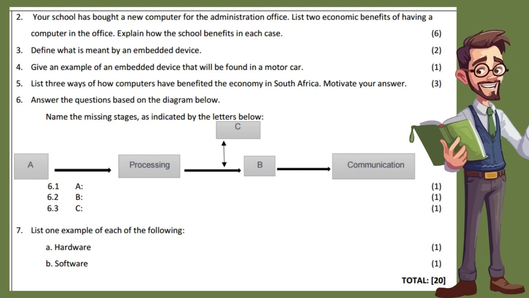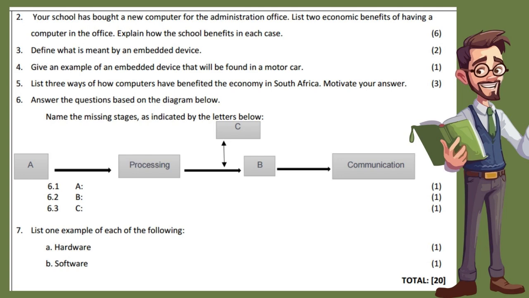2. Your school has bought a new computer for the administration office. List 2 economic benefits of having a computer in the office. Explain how the school benefits in each case. 3. Define what is meant by an embedded device. 4. Give an example of an embedded device that will be found in a motor car. 5. List 3 ways of how computers have benefited the economy in South Africa. Motivate your answer.